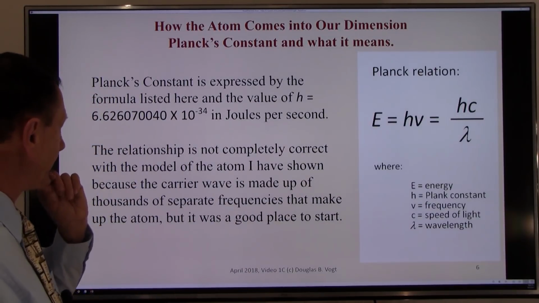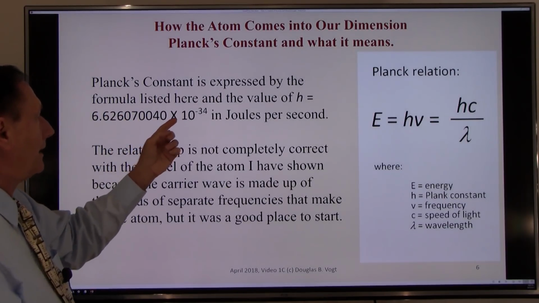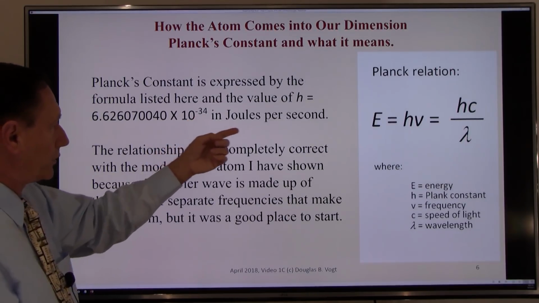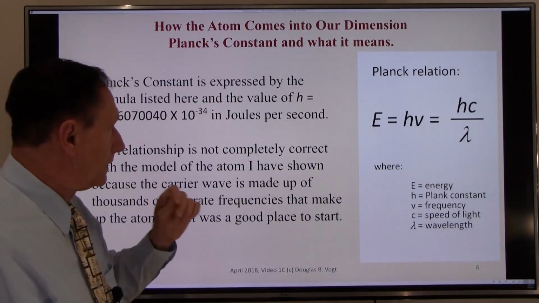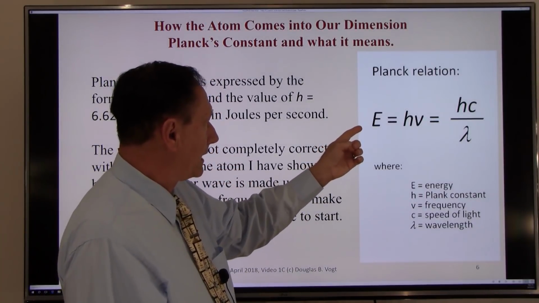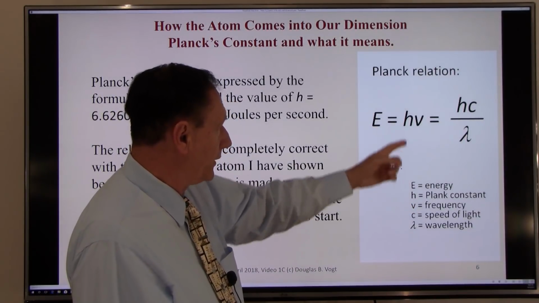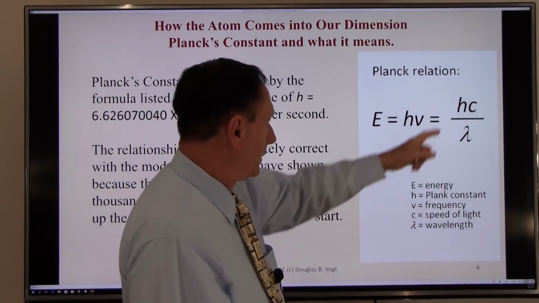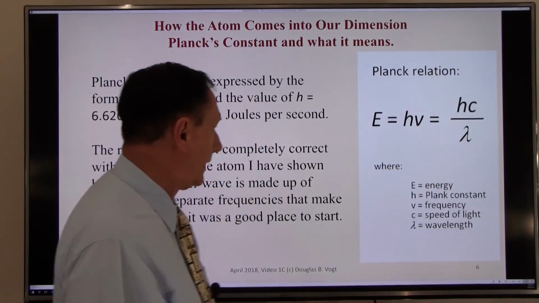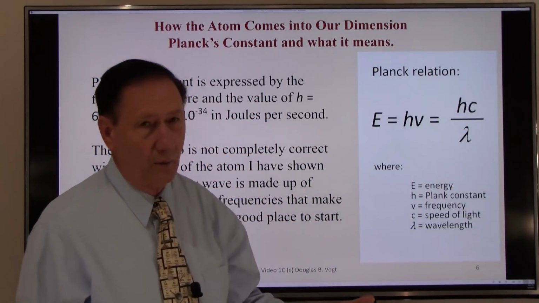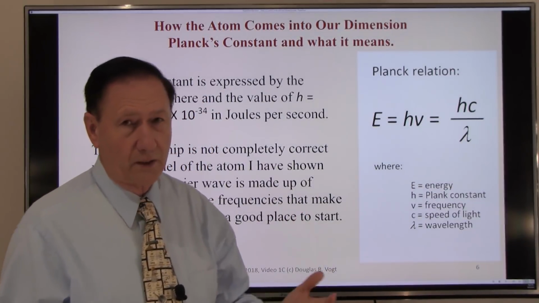This is Planck's constant. It is 6.626, goes on for a long time, times 10 to the minus 34 joule-seconds. A very, very small piece of energy. This is Planck's equation, sometimes known as the Planck-Einstein equation. Energy is equal to h, Planck's constant, times frequency, which equals Planck's constant times the speed of light divided by wavelength. Now, in this case, the carrier wave has a lot of wavelengths, a lot of frequencies in it, even though it itself can be expressed as a frequency.